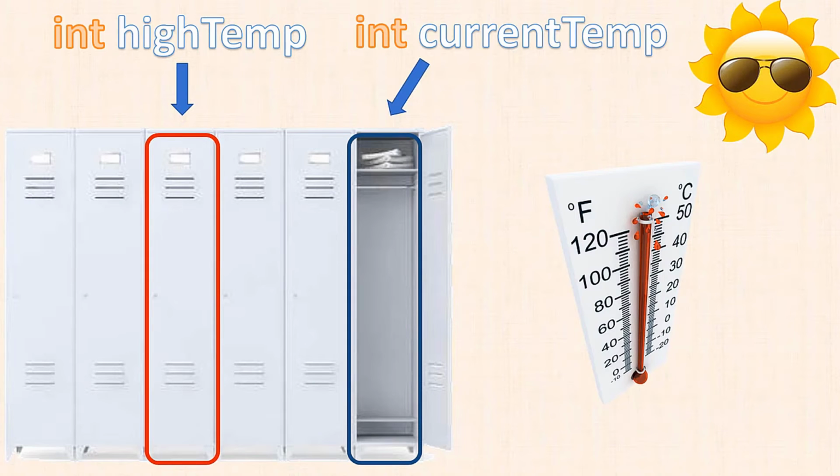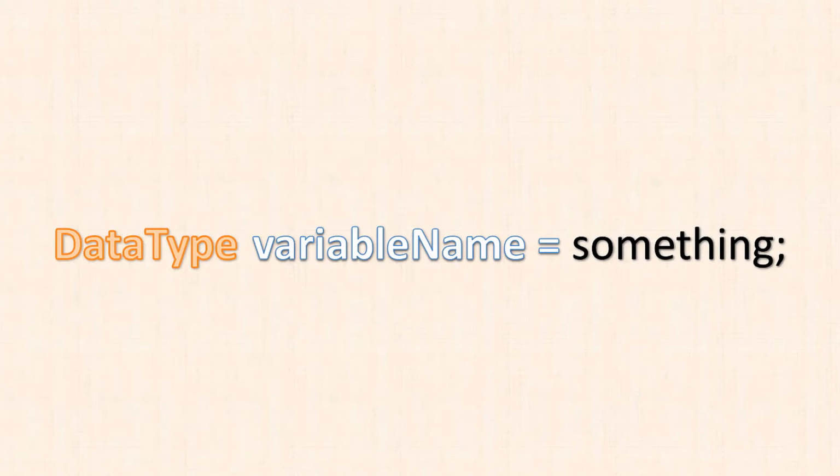Going back to our temperature locker example, we may want to use an integer data type for this if we're only interested in whole numbers. To do this, we need to declare two integer variables. We have the current temp and the high temp. In general, when we're declaring a variable, the form is data type first, then the variable name, and then you can set it equal to something.